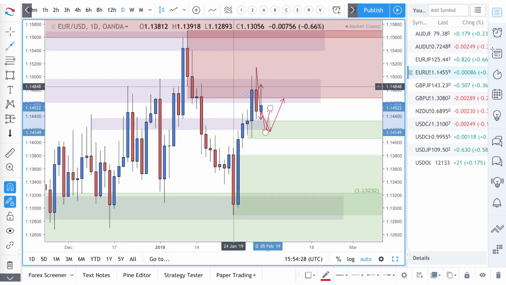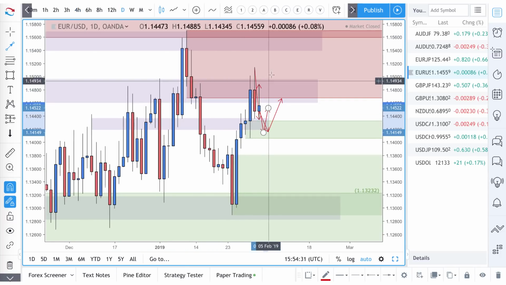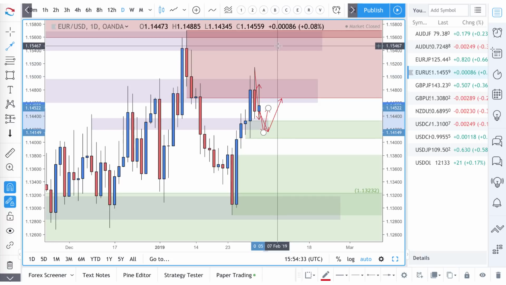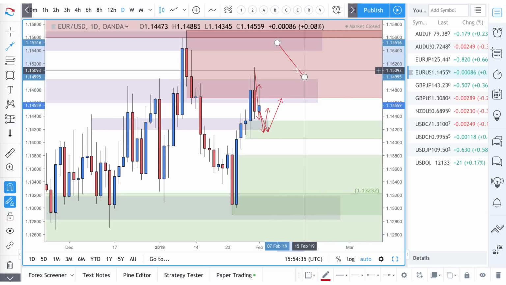Right, looking to sell, you're probably looking maybe at some sort of retracement, double top, maybe back up into here. If not, then the next area to get short is going to be right here.